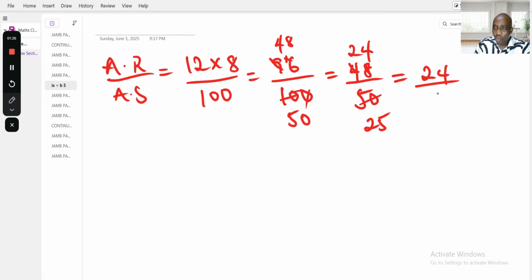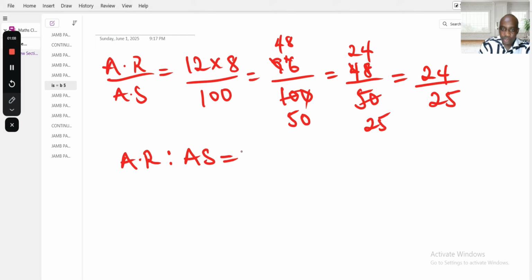24 over 25. Now let's turn this to a ratio, because the question said that we should look for the ratio of rectangles to the what? The ratio will be area of rectangle by area of square. It's going to give us 24 by 25. This is our final answer.